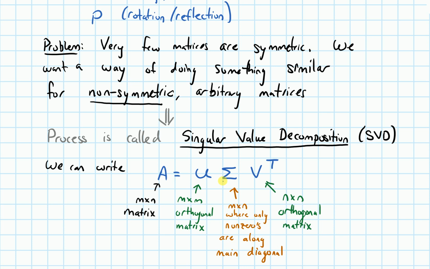And the sigma in the middle is going to be an m by n matrix, so the exact same size as A, but it's going to be something that's kind of close to a diagonal matrix. The only elements in this matrix that are allowed to be non-zero have to be along the main diagonal. Anything that's not along the main diagonal is going to be 0. But it's not a diagonal matrix necessarily because it's not a square matrix in general. It's m by n. So in the next video, we will start to talk about what U, sigma, and V look like.